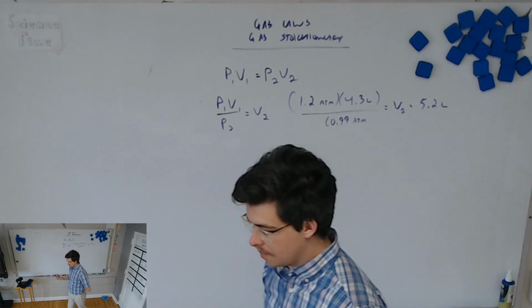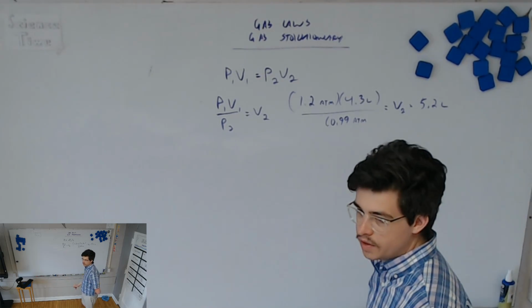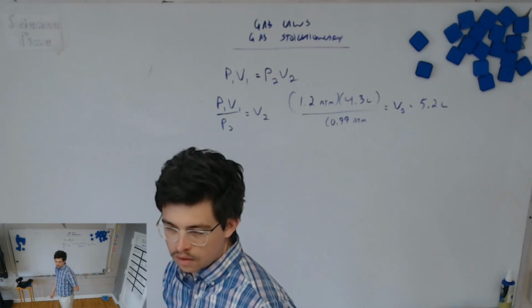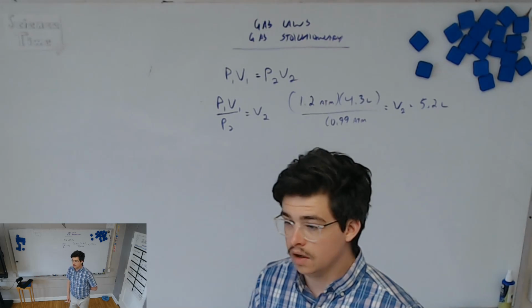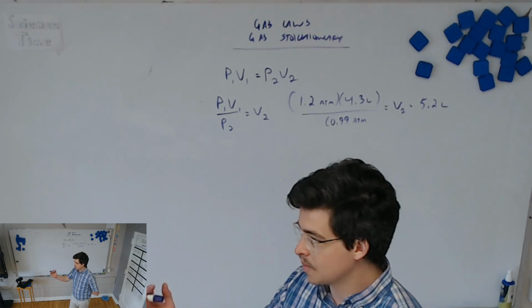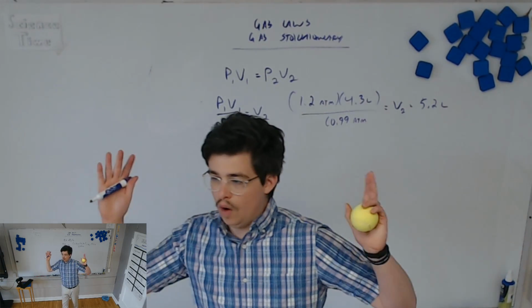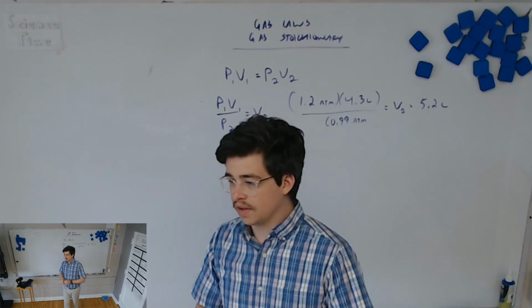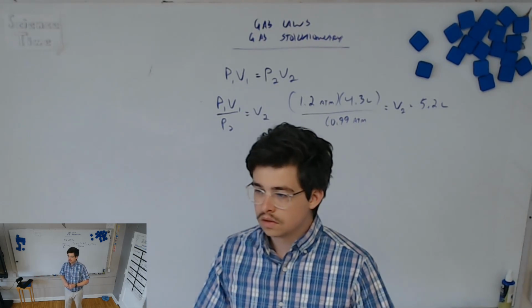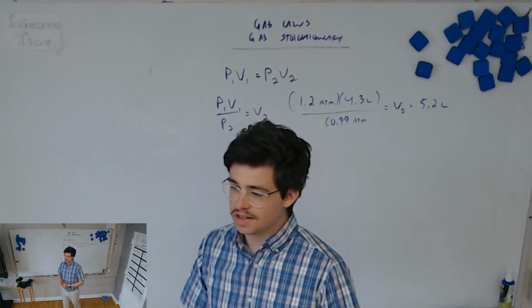There's a fourth step here. The solution is the third step, 5.2 liters. The fourth step is what? What should we do once we have our answer? Substitute check. You could. That would be a mathematical way. I was just going to recommend doing a conceptual check. The pressure exerted on the gas did what? It changed, but specifically how? From 1.2 atmospheres to 0.99 atmospheres, which is a decrease in pressure.